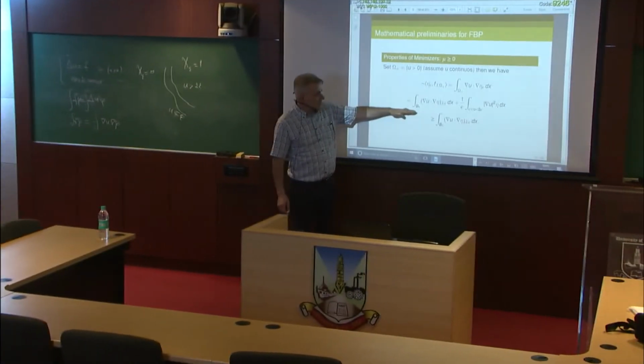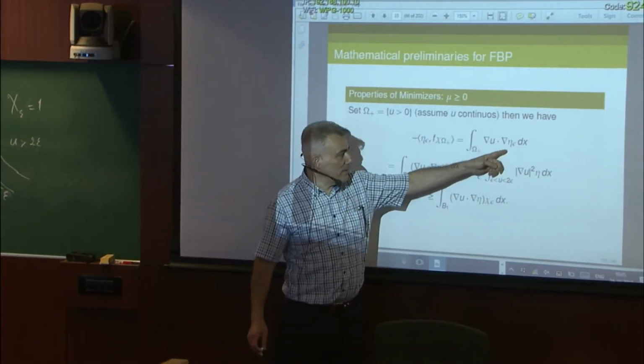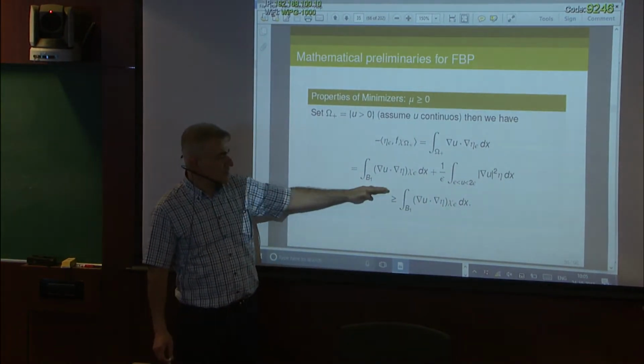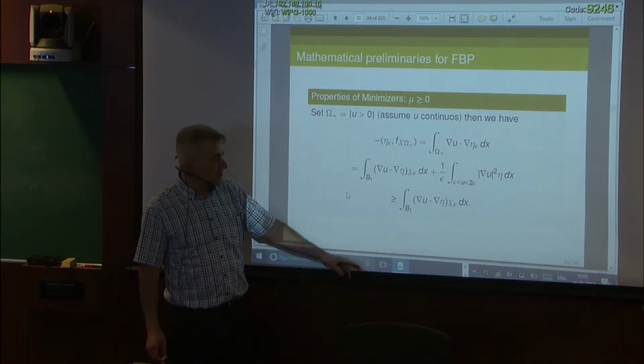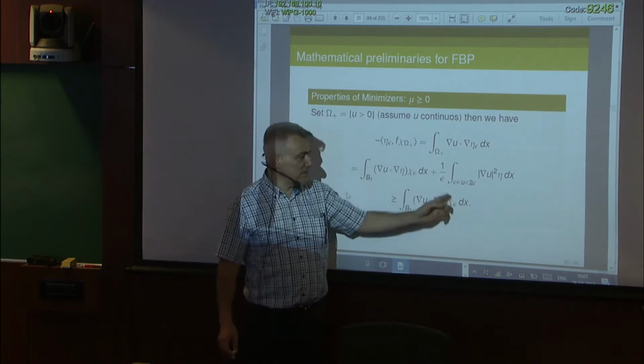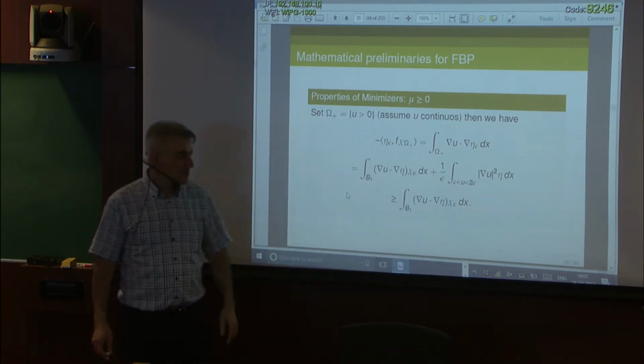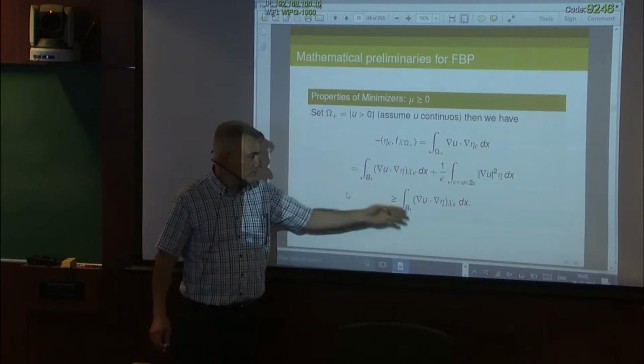Okay, so this is what we get when we apply the gradient to eta epsilon. This is what we get. And of course, this term here is non-negative. So I get this is larger than or equal to just this part.